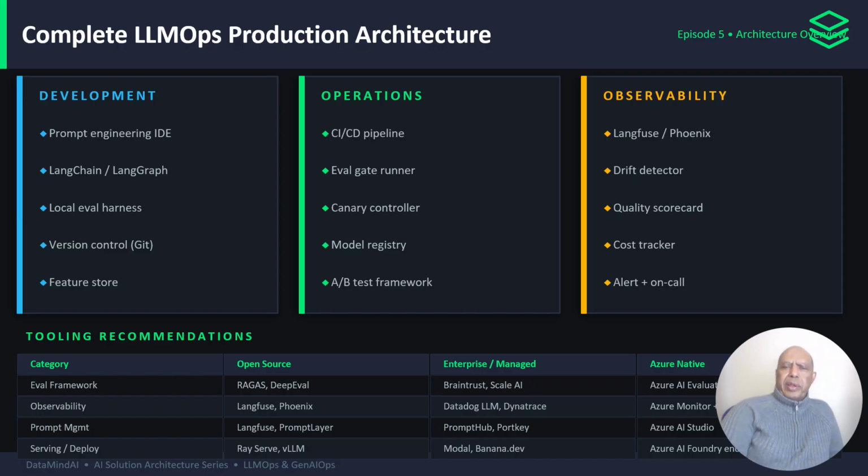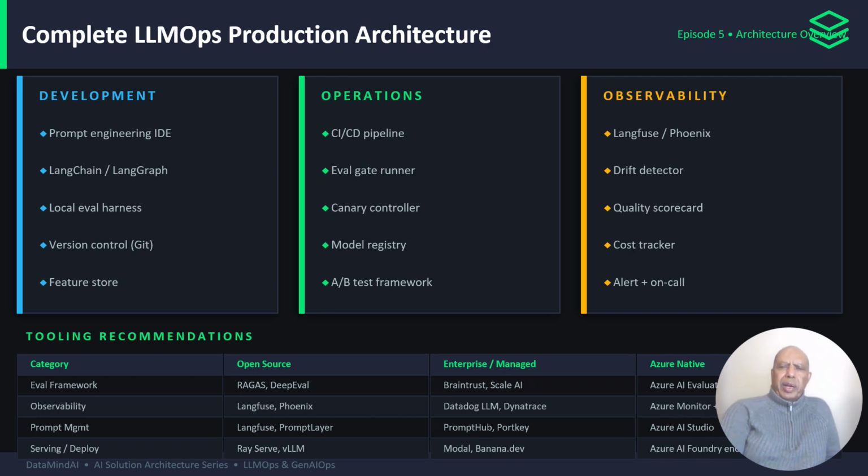Now, the operational layer: this is the automation layer, your CI/CD pipeline, canary controller, model registry. The model registry is critical. It tracks which prompt template version, which embedding model version, and which LLM version is deployed where. Without it, you cannot reproduce incidents.